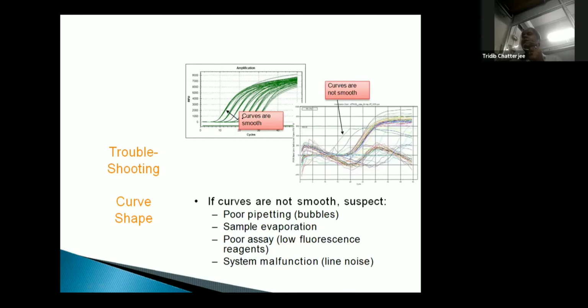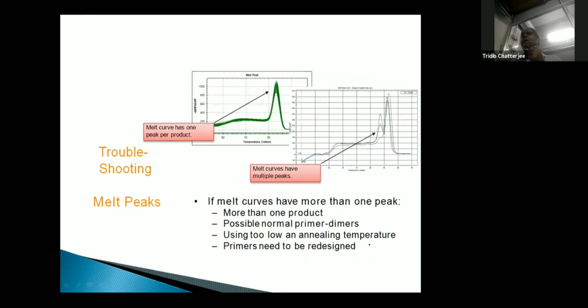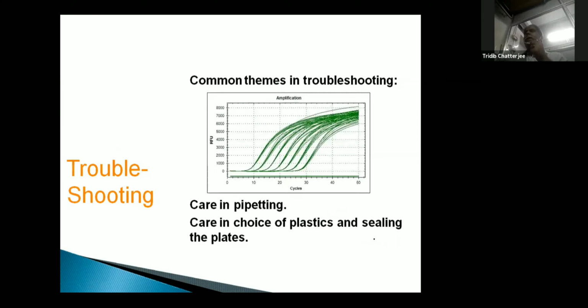The curve should be smooth, but if you see these kinds of curves, that means poor pipetting or sample evaporation. I think it is surely sample evaporation. Some serious flaw is happening. And if you see multiple peaks in the melt curve analysis, that means more than one type of product is present. Possibly primer dimers, where your primers are binding with each other, and so it is a problem. The primer needs to be redesigned.